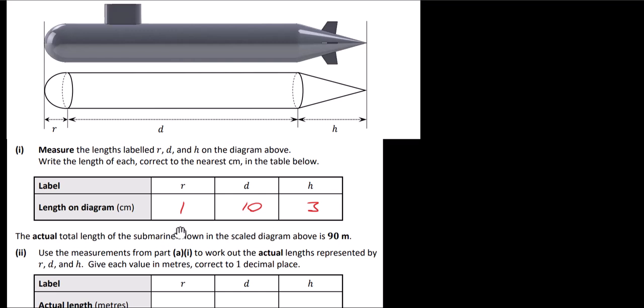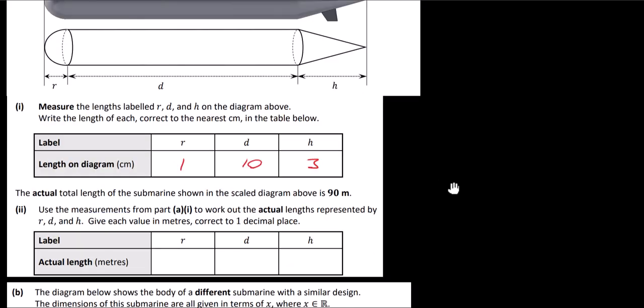So I've done that here. I've got 1, 10 and 3 centimetres. The actual total length of the submarine shown in the scale diagram above is 90 meters. So it's 90 meters from here to here. So we've got to use the measurements from part A1 to work out the actual lengths represented by R, D and H. Give each value in meters, correct to one decimal place.